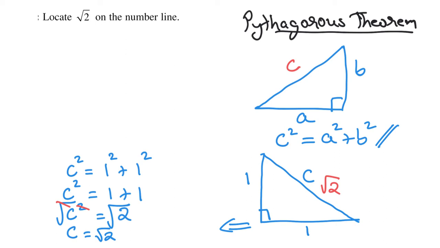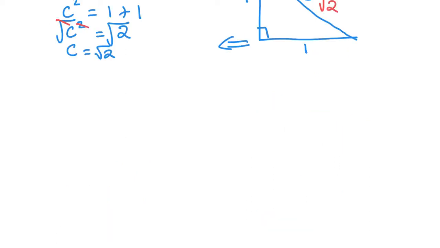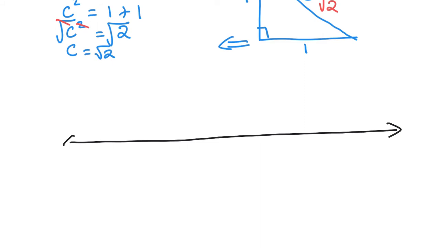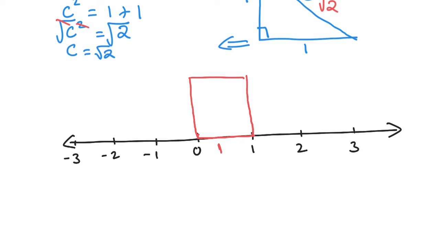Let us now proceed. Let's draw the number line as we know. A number line has a 0 in the middle, and on the right hand side we have 1, 2, 3 and so on, and on the left hand side -1, -2, -3 and so on. Now, how to locate square root 2 on the number line? In order to do that, let us place a square of unit 1. All the sides of the square are 1, between 0 and 1.